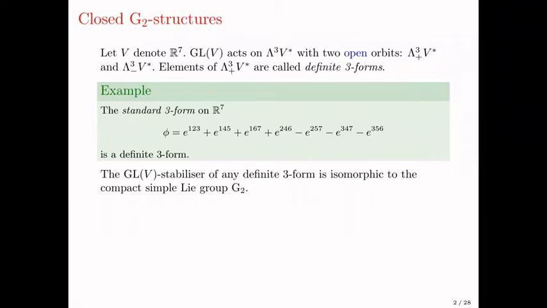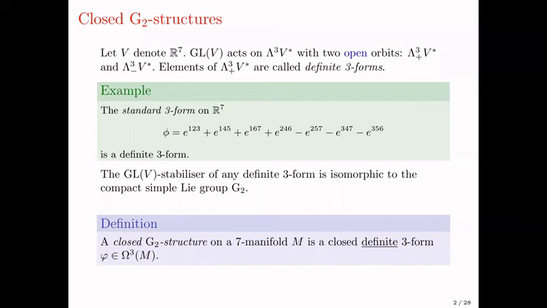Now the GLV stabilizer of any definite 3 form is isomorphic to the compact simple Lie group G2. So this is a very down to earth definition of G2. It's a stabilizer of one of these 3 forms that lives in one of these open orbits. It's very similar to the definition of, say, SO7 as the stabilizer of a definite bilinear form in dimension 7.